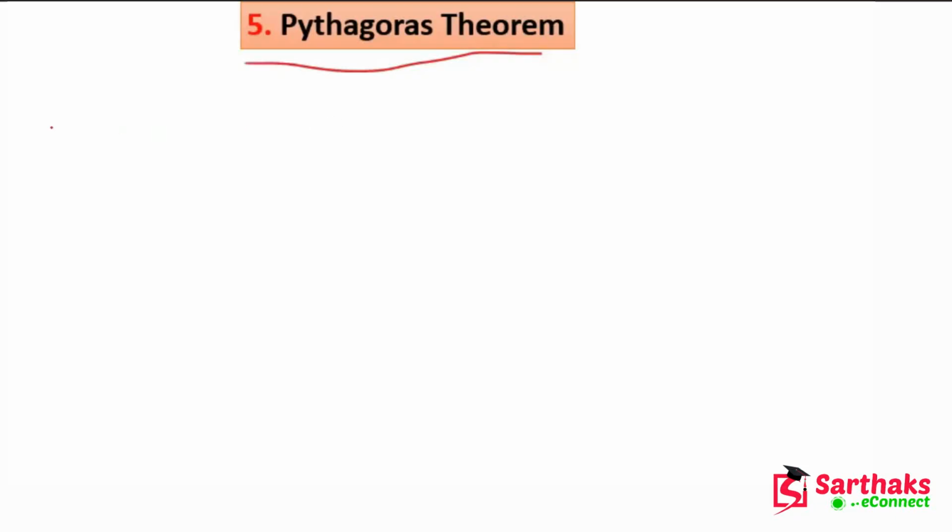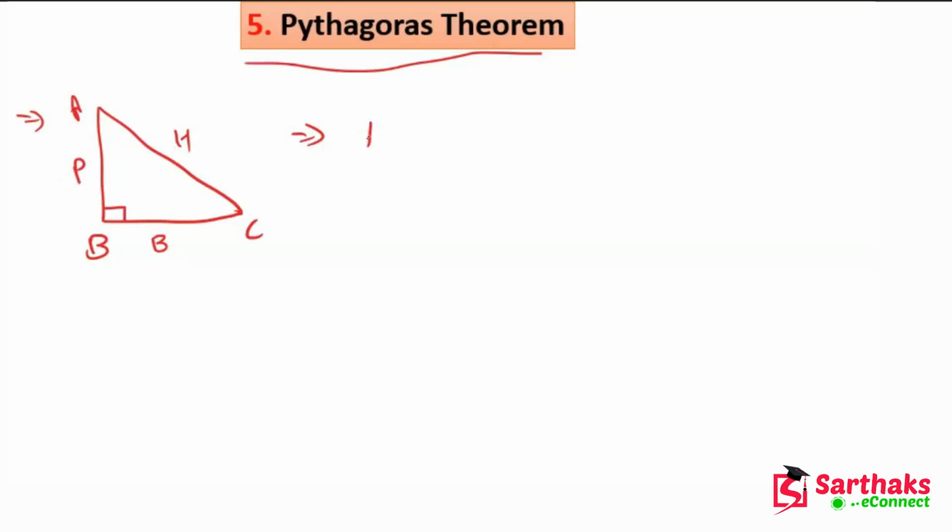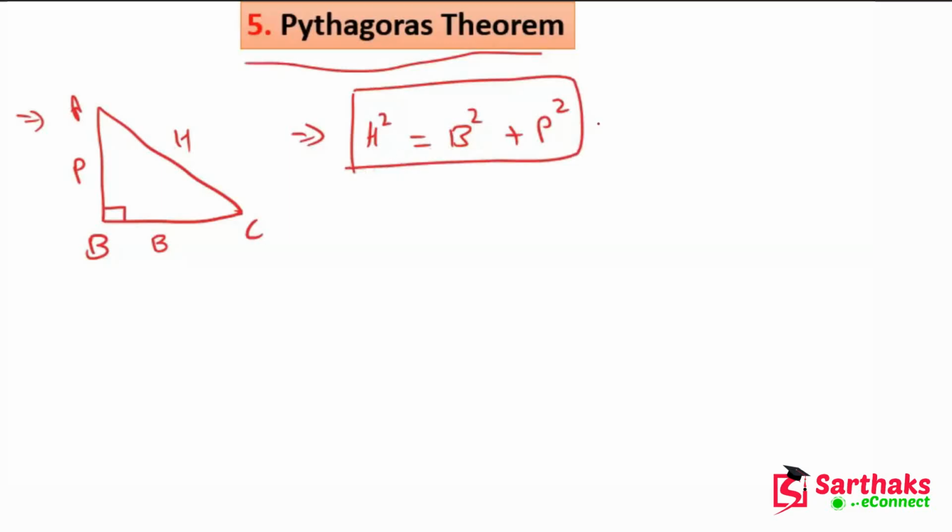Let's suppose this is our right angle triangle ABC, with the right angle at point B. Now you know that this is our hypotenuse, this is our base, and this is our perpendicular, and we can write it as hypotenuse square is equal to base square plus perpendicular square. I hope you already know about this relation.